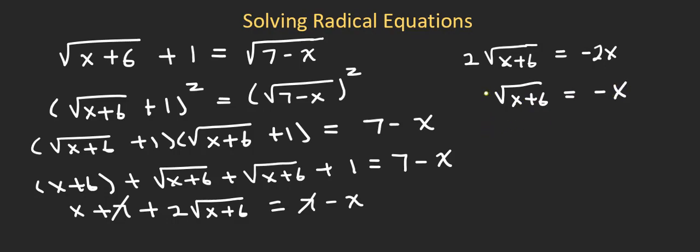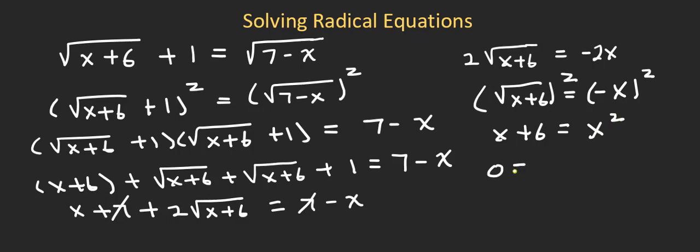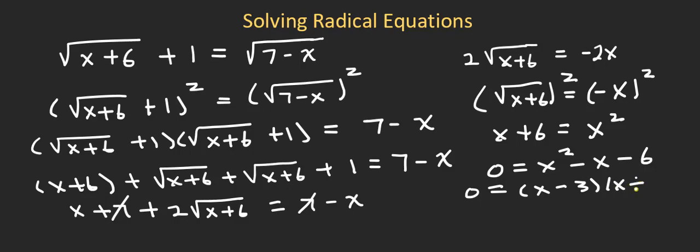And I'm going to get rid of radicals, so I'm going to square both sides. So you get x plus 6 equals x squared. Again, this is a quadratic equation, so I'm going to put 0 equals x squared minus x minus 6. So 0 equals x minus 3, x plus 2. So you end up getting x equals 3, or x equals negative 2.